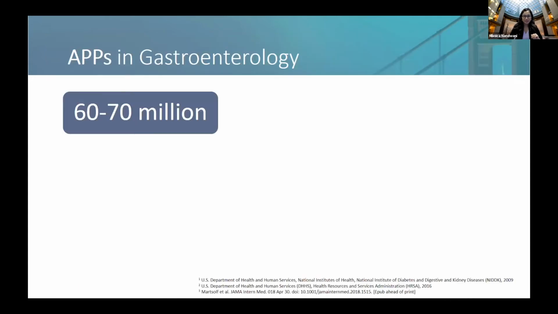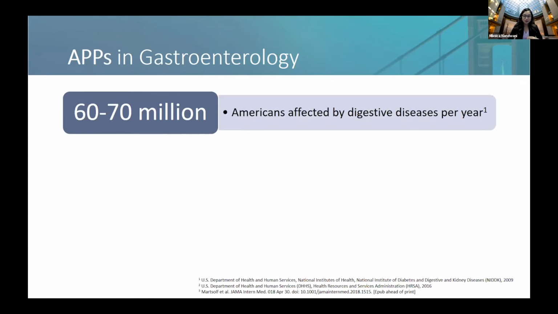So this is where I want to spend most of the time for this lecture, is really talking about the role of advanced practice providers in gastroenterology. And as many of us know, about 60 to 70 million Americans have digestive diseases, leading to about 105 million clinic visits annually. And as clinicians, we know that diseases of the GI system greatly impact our patients' overall quality of life and are associated with some substantial direct and indirect costs.